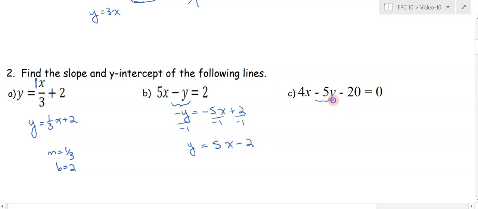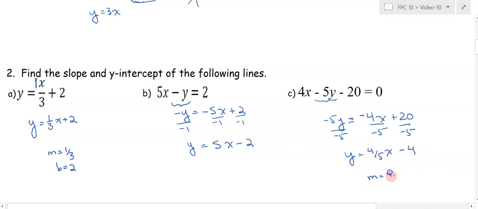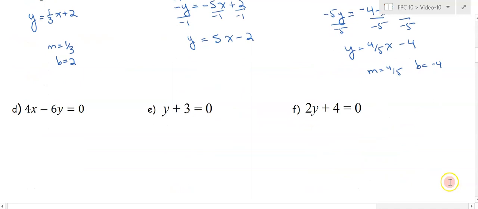Same thing over here. I'm going to isolate the negative 5y. I'm going to move the 4x to the other side. I'm going to move the negative 20 to the other side. And now I'm going to divide everything by negative 5. And so I get y equals 4 over 5 x minus 4. My slope is 4/5, and my y-intercept is negative 4. You could graph using this as well now.